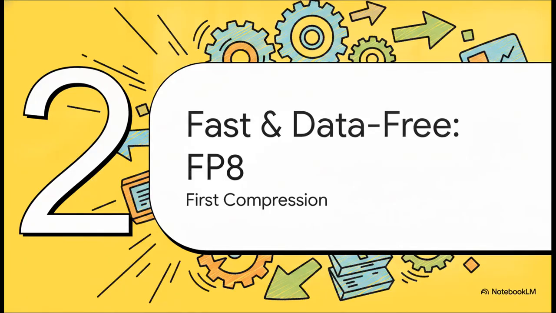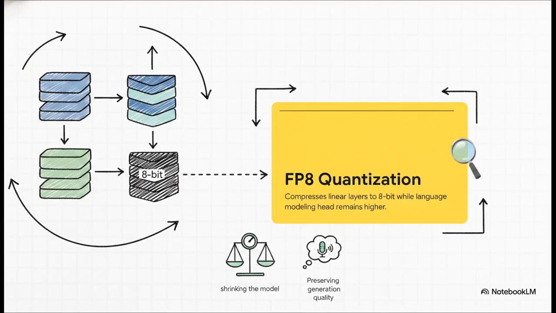Moving right along to Section 2, Fast and Data-Free FP8. The surgical precision of this technique is just fascinating to me. FP8 Dynamic Quantization doesn't just blindly crush the entire model down. Instead, it specifically targets the linear layers, compressing them down to 8-bit precision. But, and here's the really clever part, it leaves the language modeling head in a higher precision state. This selective approach is specifically designed to aggressively shrink the model while actively preserving its generation quality.